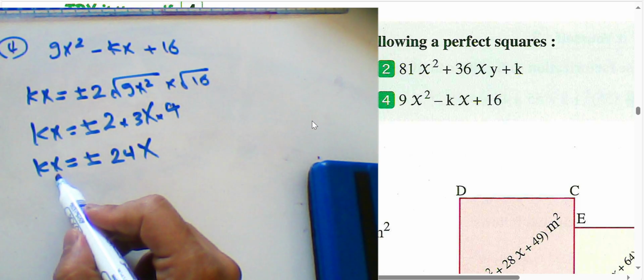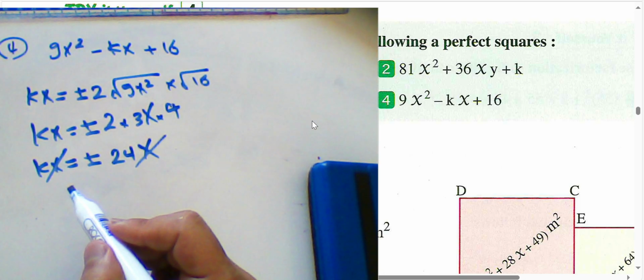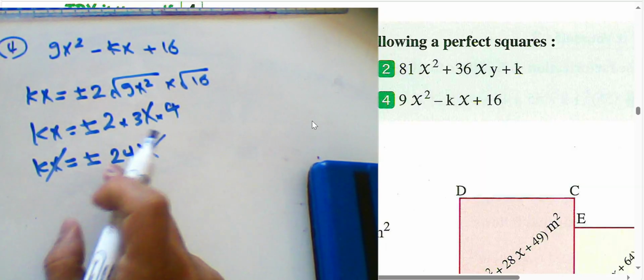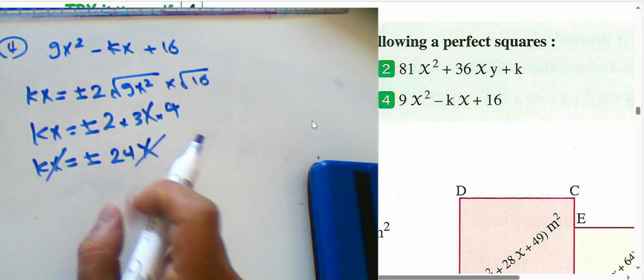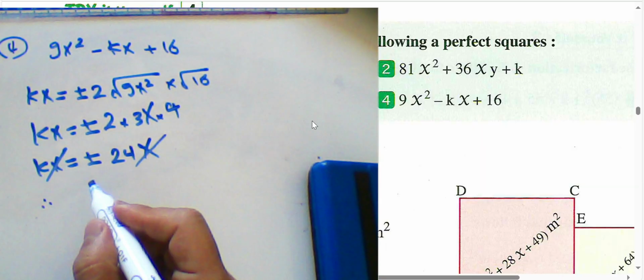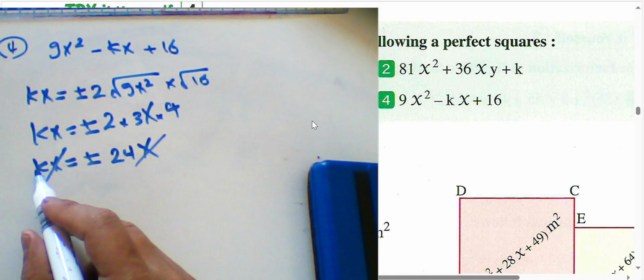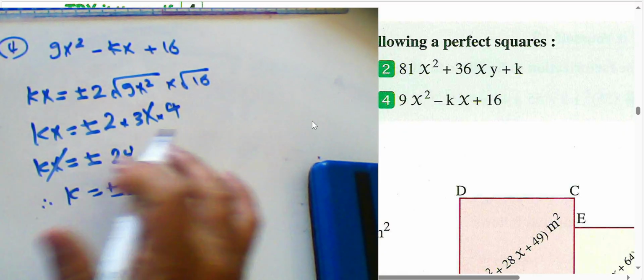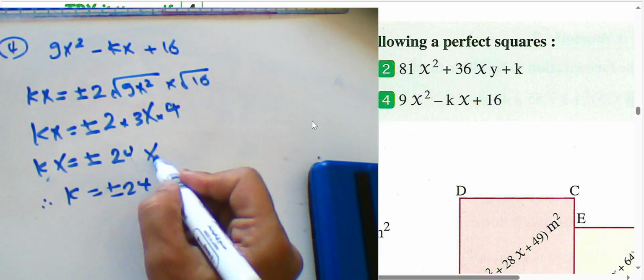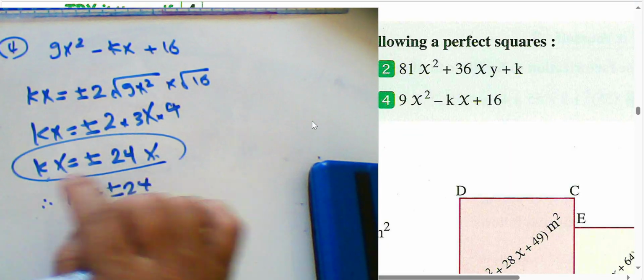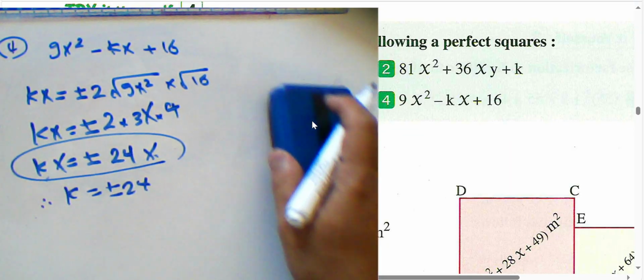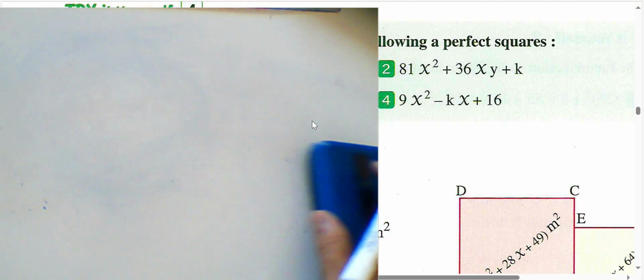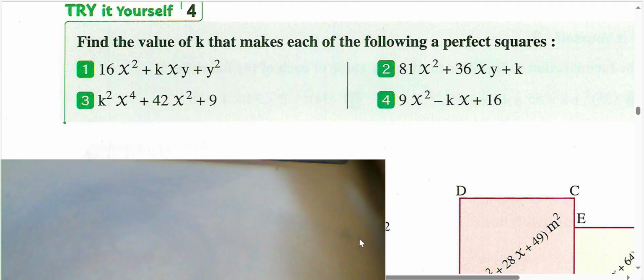Okay, then we can cancel x by x divided by x, where k is a coefficient. K is a coefficient. Okay, then k will be positive or negative 24. Okay, understood? We have this example. Then the coefficient of x equal positive or negative 24. That was question number 4. Next question.